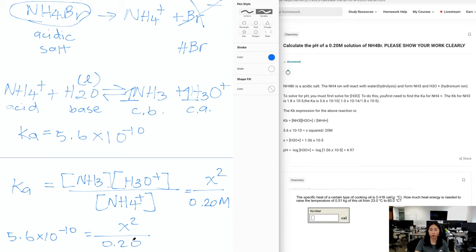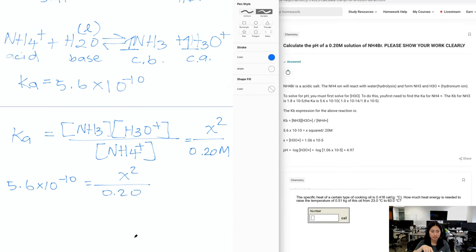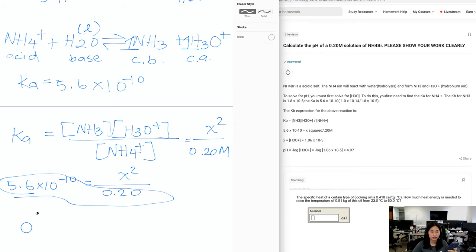I'm just dropping the molar for simplicity. What I'm doing is multiplying 5.6 times 10 to the negative 10 with 0.20, and then taking the square root after that. So if you multiply this, you would get 1.12 times 10 to the negative 10, and that's equal to x squared, right?